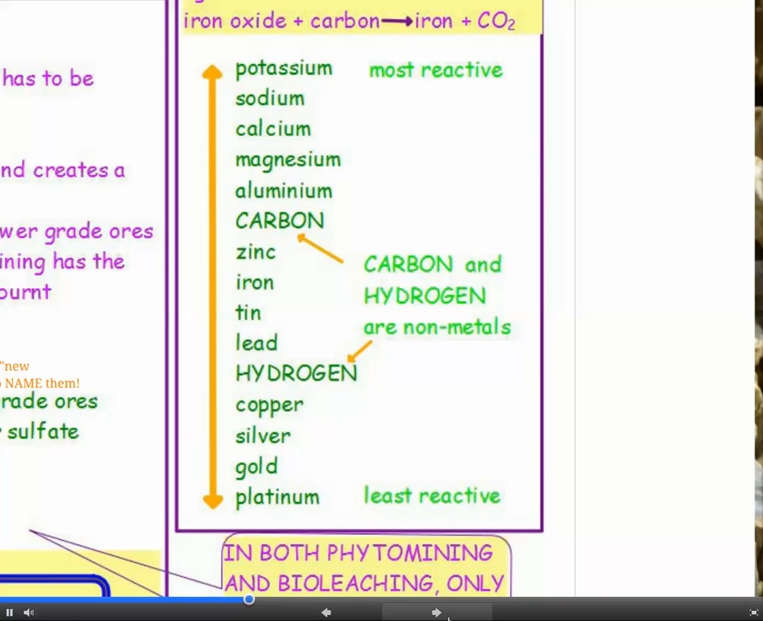So here is the reactivity series of metals. You don't need to learn this because this comes on your data sheet. You'll see we've got the most reactive metals at the top, so potassium is the most reactive metal. Platinum is the least reactive metal. Carbon and hydrogen are non-metals, but nevertheless they're placed in order of their reactivity. So any metal can displace anything below it in the reactivity series. Carbon can displace any metals below it, and hydrogen can displace any metals below it.